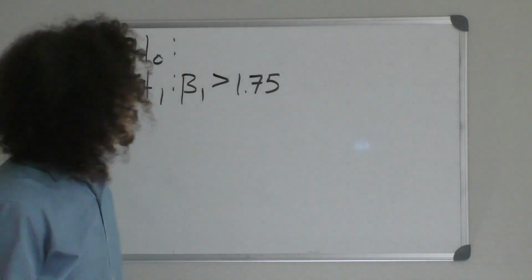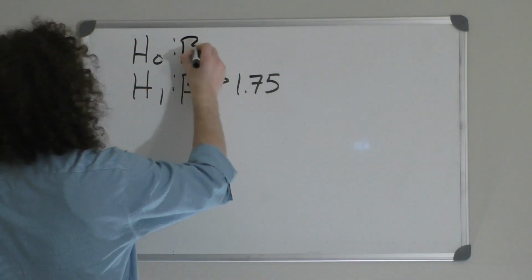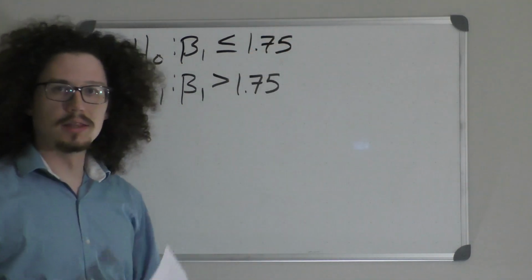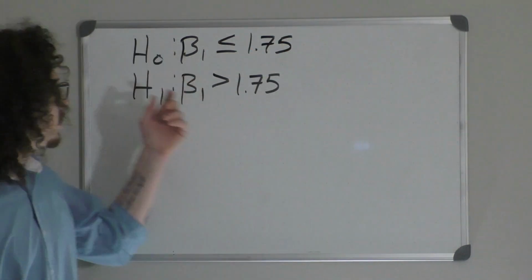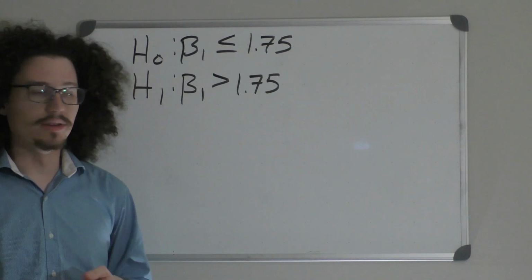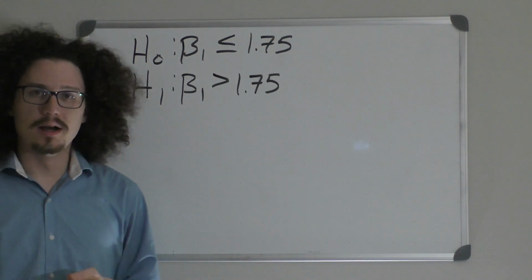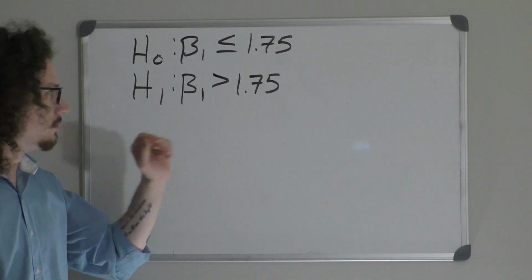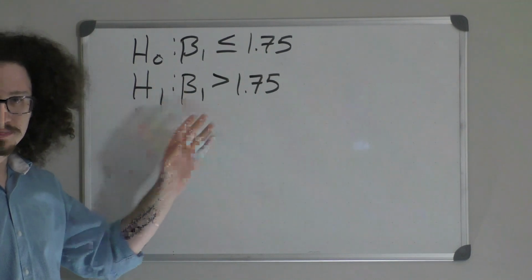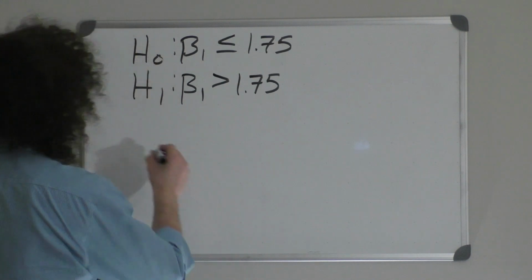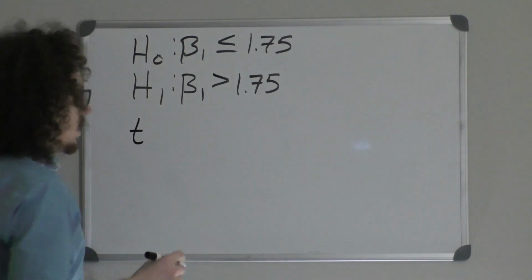Once we have that, the null hypothesis is trivial. We just need to make it the opposite of whatever the alternative is. So our null hypothesis will be beta 1 is less than or equal to 1.75, and our alternative is beta 1 is greater than, not greater than or equal to, just greater than 1.75.